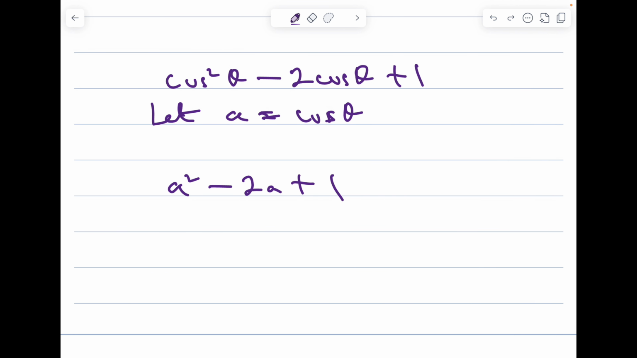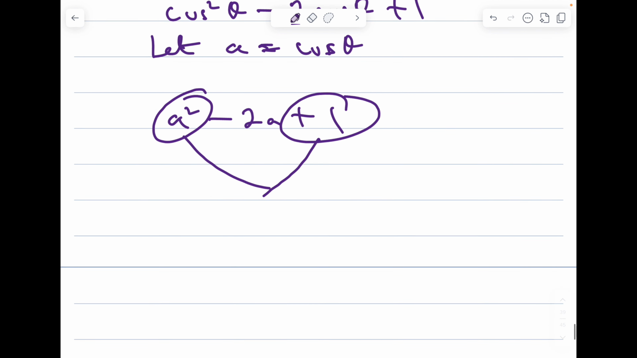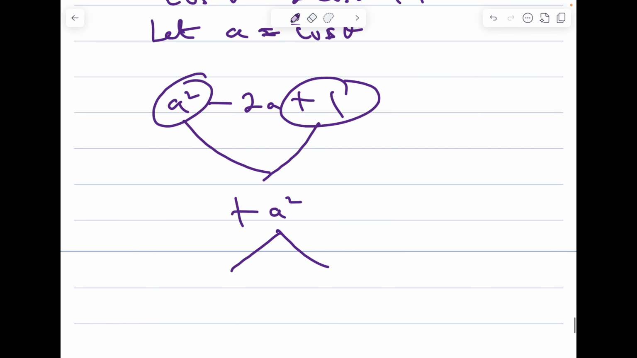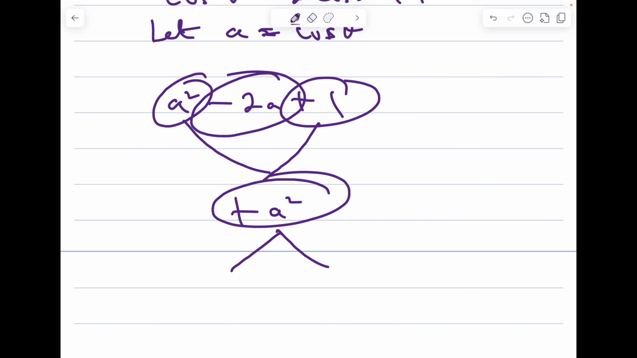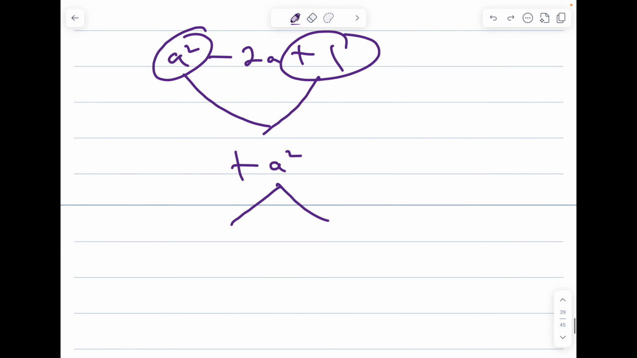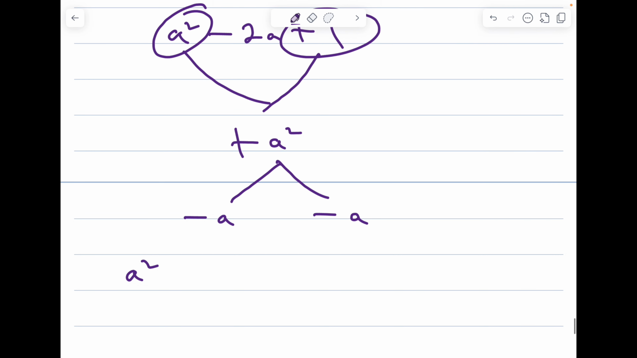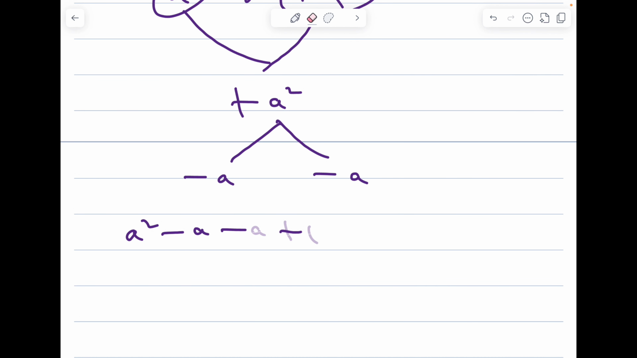Now we can factorize this easily. Plus 1 times a square, that will give us plus a square. Now what are the factors of plus a square whose sum is minus 2a? The two factors that you multiply to get plus a square and add to get minus 2a. That's minus a, and that simply means a square minus a plus 1, which is equal to, now this is how we usually go.